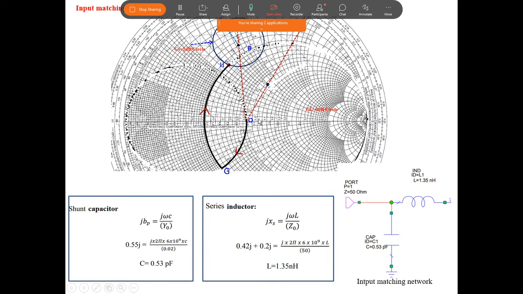Okay, now you start from 0 here, that is the center of the circle. Move on the constant conductance circle, that is the G is equal to 1 circle. See, this is the G is equal to 1 circle. So starting from the center you move over the G is equal to 1 circle and stop wherever there is a resistance circle which passes through our point.